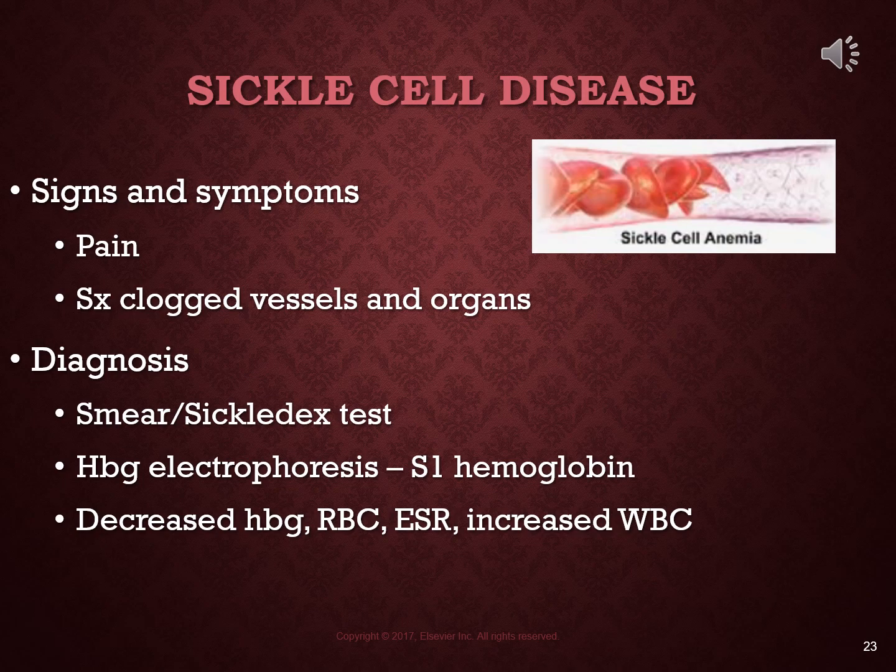The diagnosis of sickle cell disease: they do a smear of your red blood cells and do what they call a Sickledex test. I honestly don't know what it is, but it somehow gets the cells to sickle in the lab. You can do hemoglobin electrophoresis and pull out the hemoglobin S, and then of course on your CBC you'll have a decreased hemoglobin, decreased red blood cells, an increased sed rate because you've got inflammation, and an increased white blood cell count because of the inflammation.